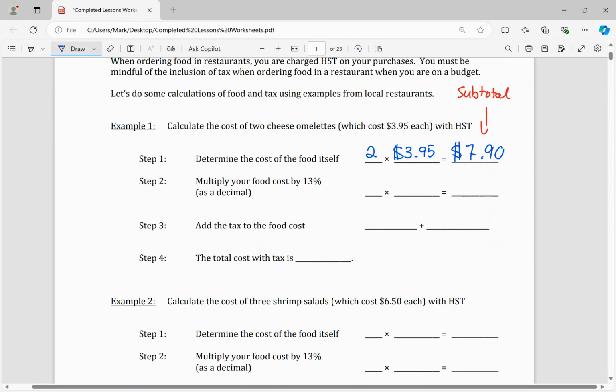Now we're going to take our subtotal and multiply it by 13%. So we take $7.90, multiply it by 0.13. Remember, we always work with decimals when they are a percent. And 0.13 times 7.90 is equal to 1.027.